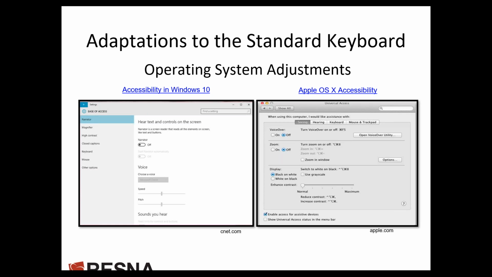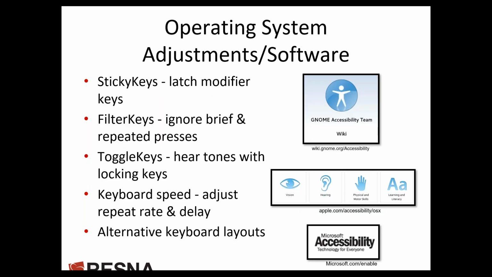In both Windows and Mac operating systems, there are several adaptations available. What we see here are just screenshots from the ease of access settings in the control panel for Windows 10. But then we also see the universal access for the Apple OS 10. And what we don't have pictures here is Google. Google also has incorporated a lot of accessibility features, but today we're just going to concentrate on Windows and Apple options.